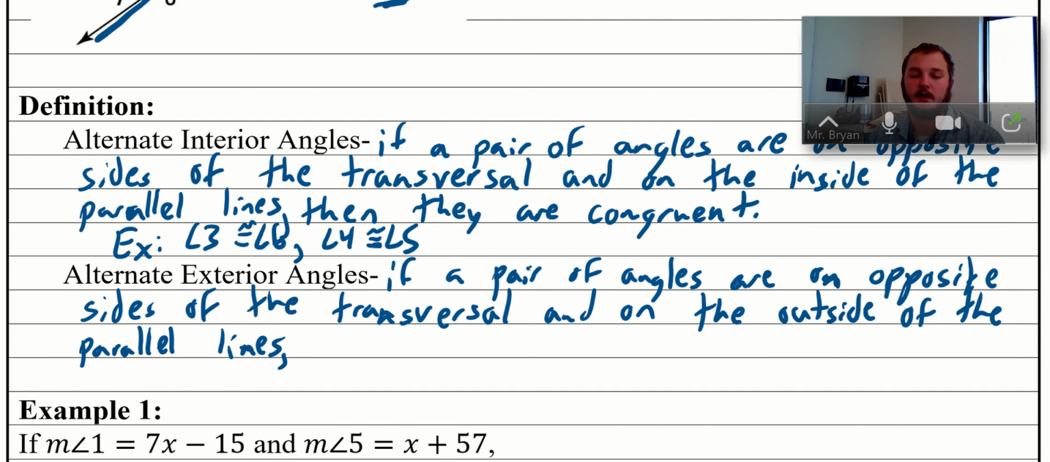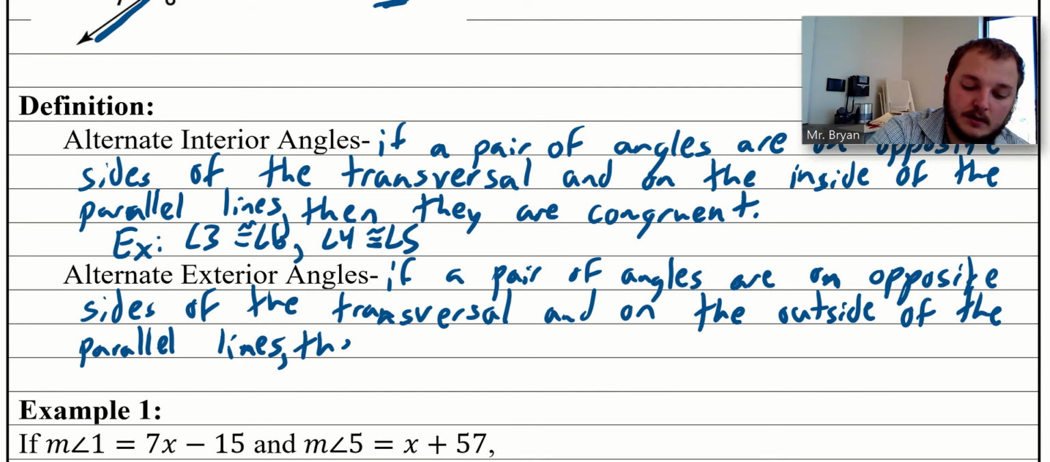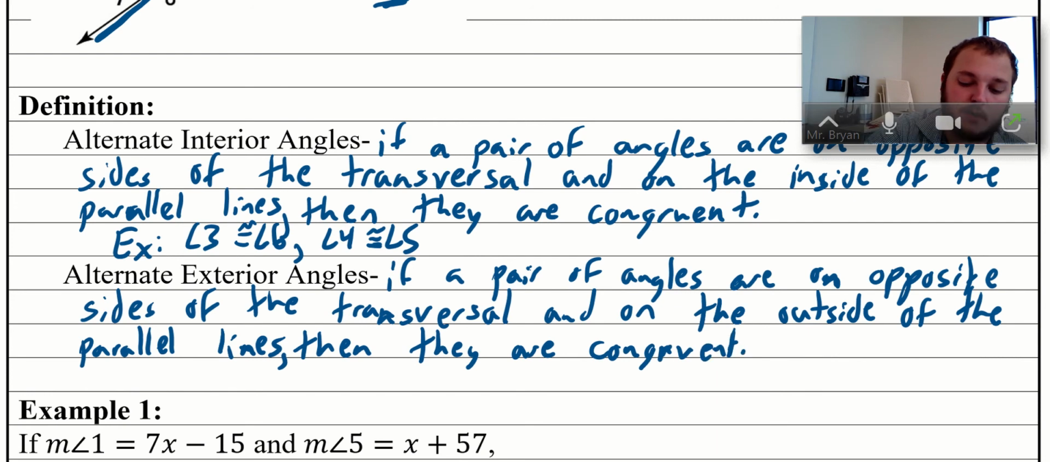if I saw these here and I had a pair of angles that are on opposite sides of the transversal and on the outside of the parallel lines, then the same conclusion can be said, then they are congruent. So this is another shortcut that we can use now, another type of angles that we have. Then they are congruent. Okay?